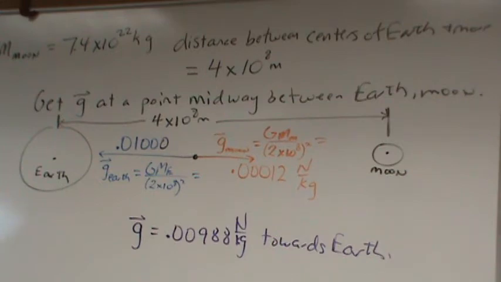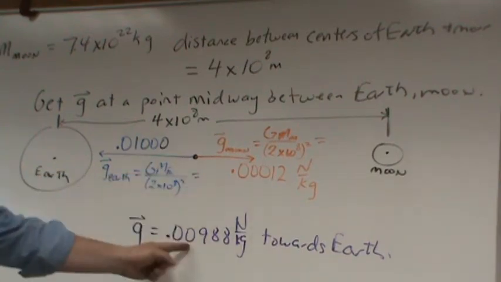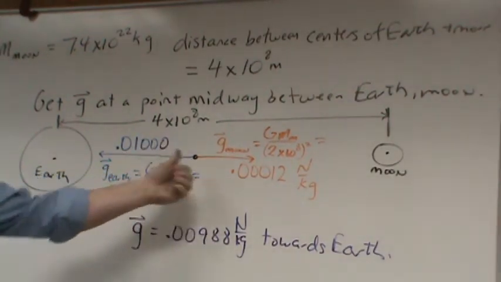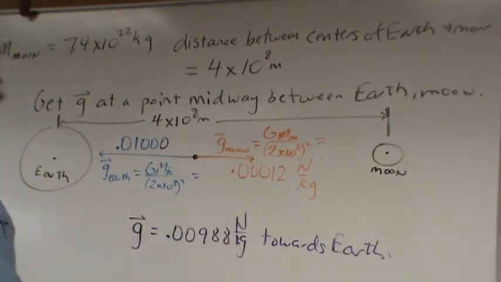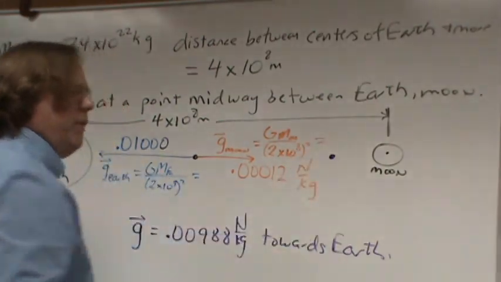Noelle was nodding her head. Noelle, if so, where would it be, approximately? Well, more towards the moon. Yeah, why more towards the moon? Because where you currently have it at the midpoint, the gravitational field is still towards Earth. So in order to have zero, you have to go more towards the moon. Yeah, good for you.